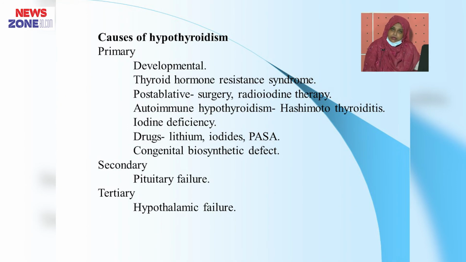Now, what are the causes of hypothyroidism? We can classify this disorder into three categories: primary, secondary and tertiary. The primary causes include developmental, thyroid hormone resistance syndrome, post-ablative, that means surgery or radioiodine therapy, autoimmune hypothyroidism, that means Hashimoto thyroiditis, iodine deficiency, drugs and congenital biosynthetic defects. The secondary cause includes pituitary failure, and the tertiary cause includes hypothalamic failure.